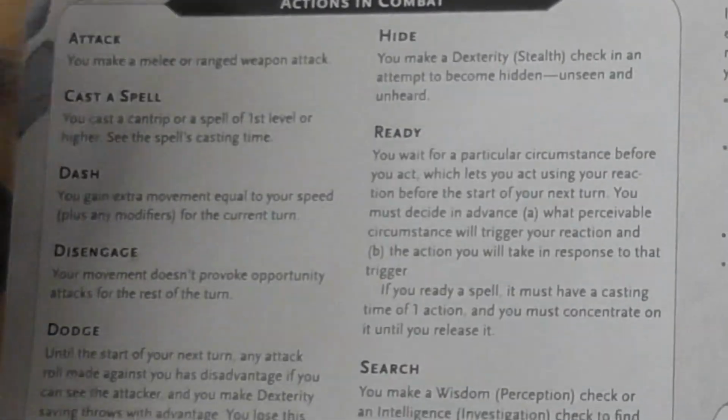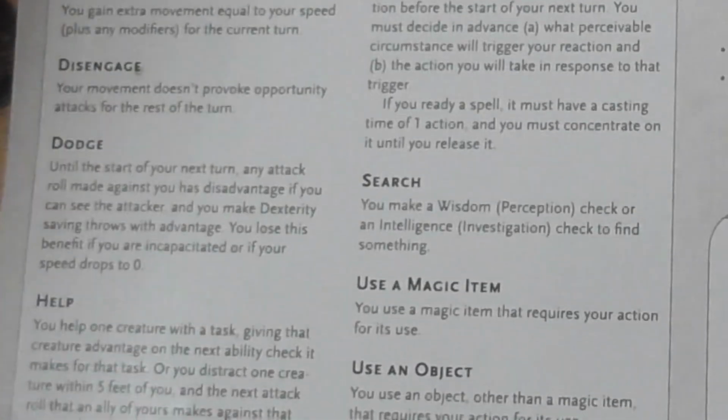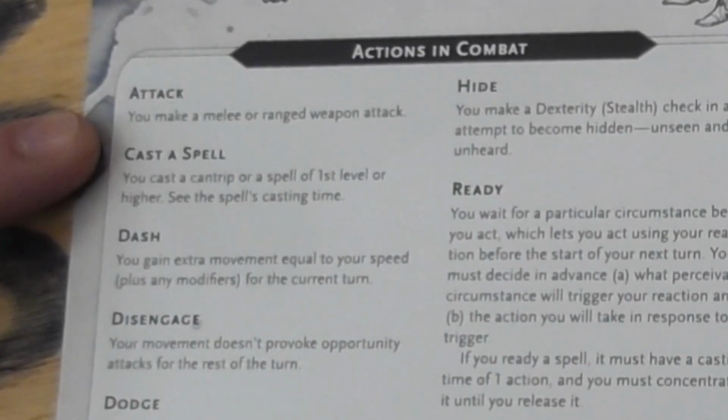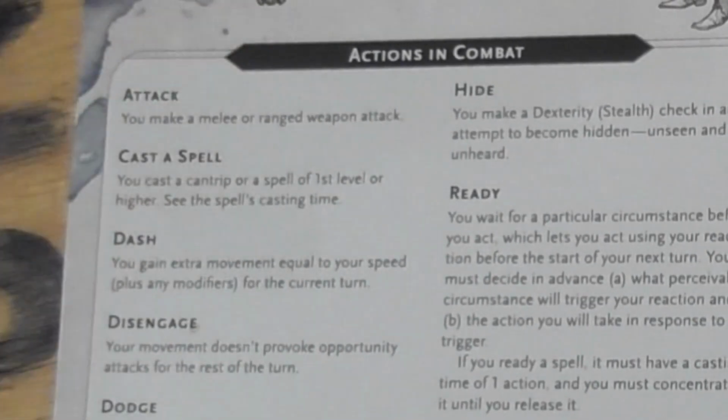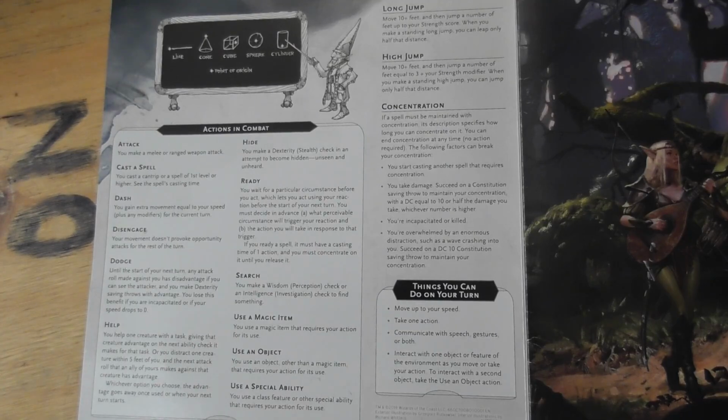Hey, it's good enough. We're not interested in the art, we're interested in what is actually meant to be on there. On the first panel, actions in combat. Now, being the Essentials kit, you would expect this to be the very rudimentary things. Attack, you make a melee or ranged weapon attack, but that is very vague. Using a magic item, you use a magic item that requires your action.